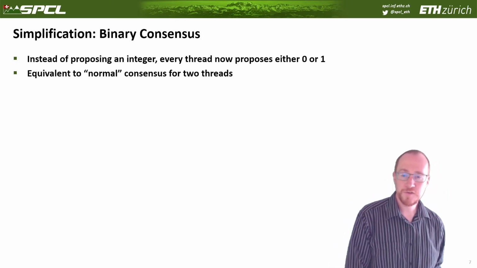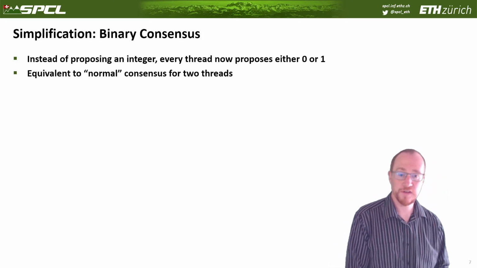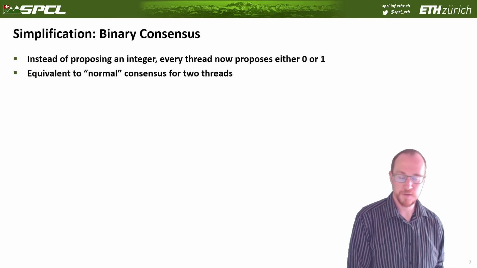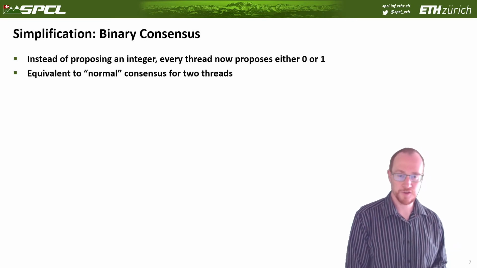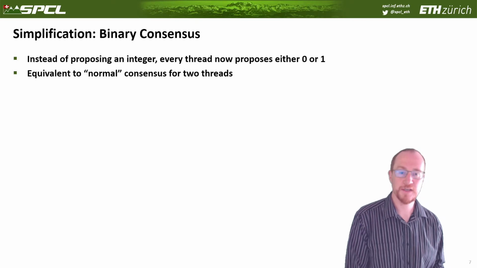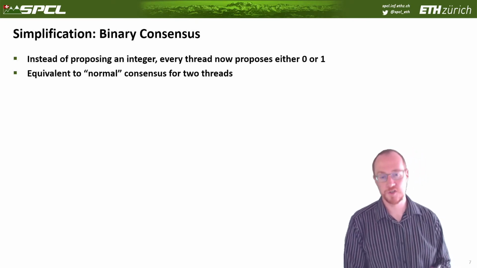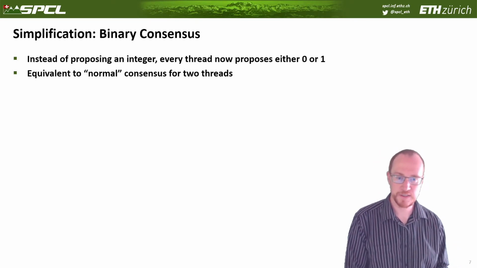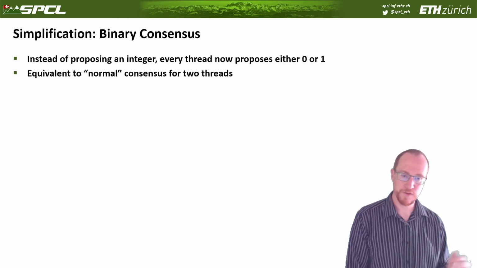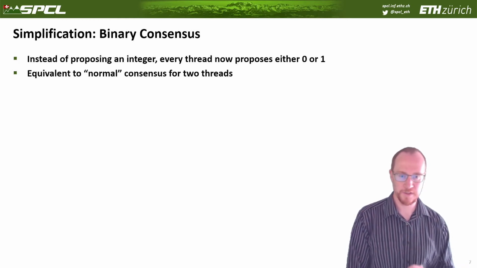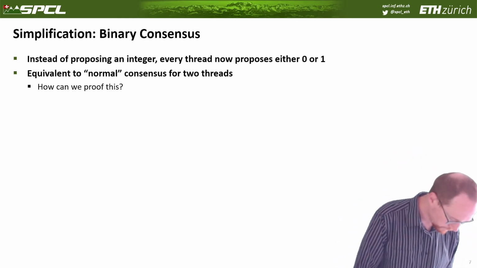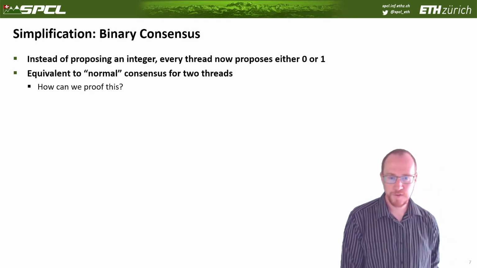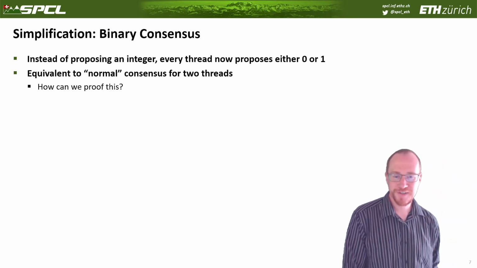I can actually show you that for two threads, this is equivalent to integer consensus, which means I can implement integer consensus in terms of binary consensus, and I can implement binary consensus in terms of integer consensus. And this is how I show equivalence. If I can implement A with B and B with A, then A and B are equivalently powerful. So, well, how can we prove this equivalence? Well, I just show you an implementation of A with B and B with A.